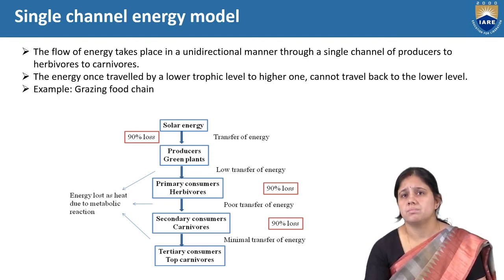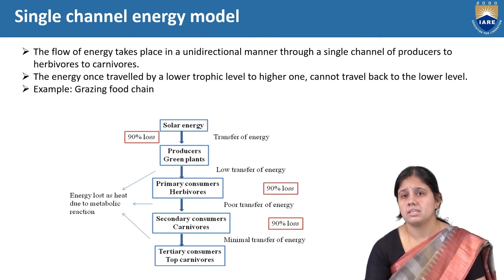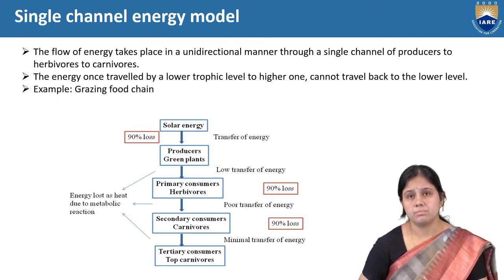This is the basic single channel energy flow model. It is always a single channel model. That's why it is called the single channel energy model. This model reflects that once energy travels to a higher level, it cannot be returned to the lower level. The example is the grazing food chain. Now come to the next slide.